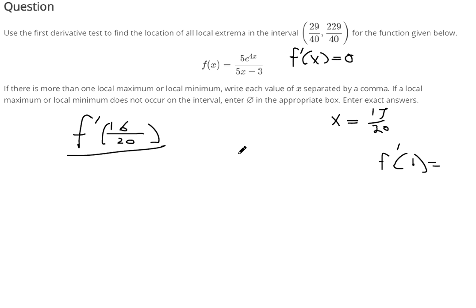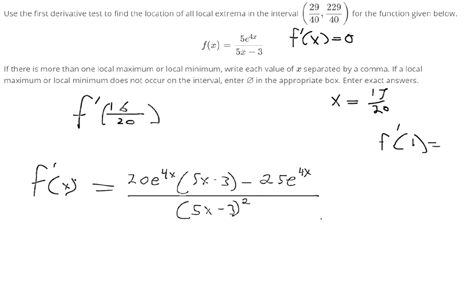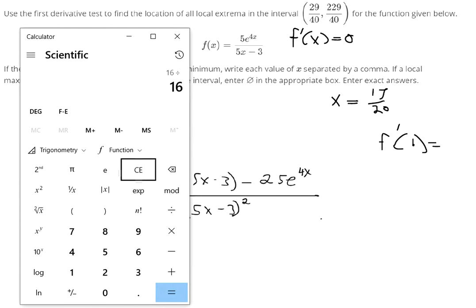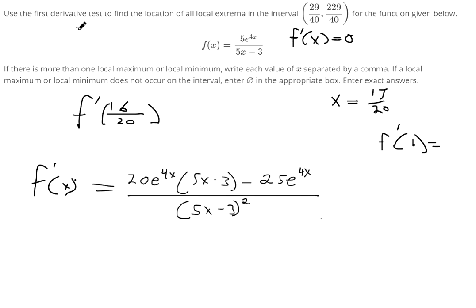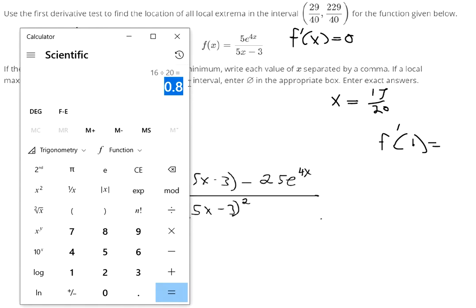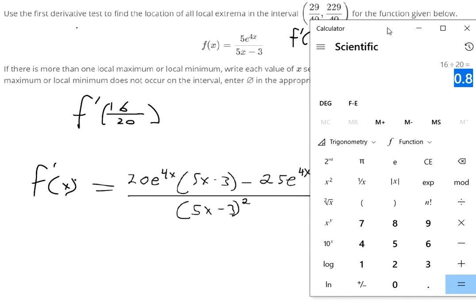If this is positive and this is negative, then we know we have a maximum based on that anecdote I just gave you with that graph. If this is negative and this is positive, then we know we have a local minimum. Okay, there's our derivative. Man, plugging in 16 over 20 is going to be a chore. Oh, that's not so bad. So plugging in 0.8. Let's copy that to the clipboard. And so, oh, it is going to be a chore.